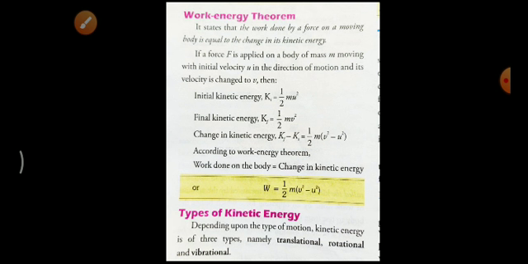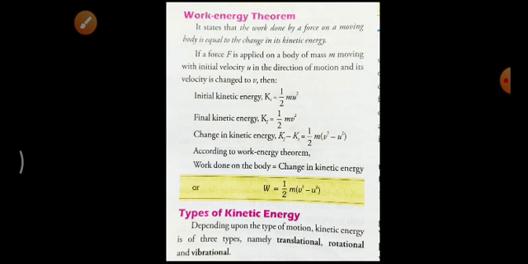Let us learn about that one also. If a force F is applied on a body of mass m moving with initial velocity u in the direction of motion and its velocity is changed to v, then the initial kinetic energy and the final kinetic energy we can calculate. Previously it was moving with an initial velocity u, and after applying the force F, it is moving with another velocity, the final velocity v.